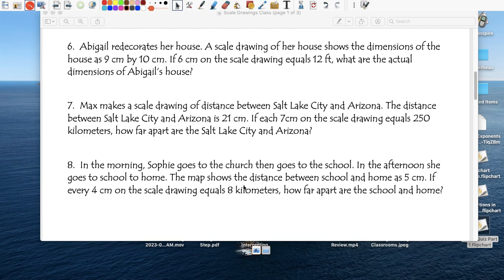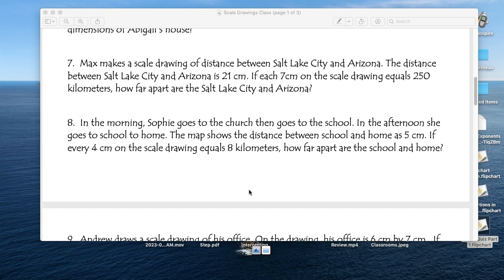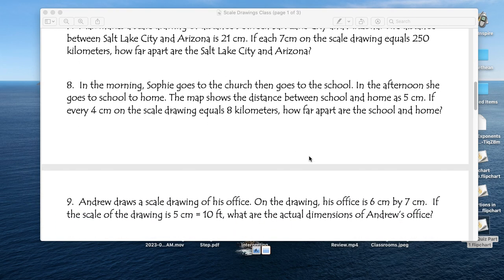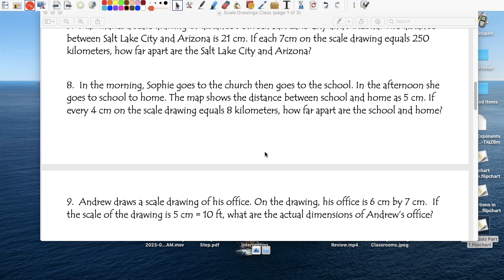8. In the morning, Sophie goes to church. In the afternoon, she goes home. The map distance between school and home is 5 centimeters. If every 4 centimeters is 8 kilometers, how far apart is school and home?